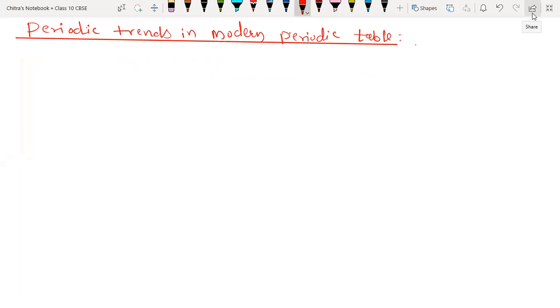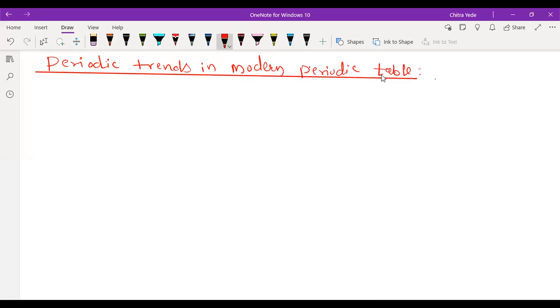Hello everyone. Today we are going to start the periodic trends in the modern periodic table. Periodic trends means what? First, we have to understand that periodic trends means if we move from left to right in the modern periodic table, or from top to bottom along a group, what changes take place in properties like atomic size, atomic radius, electronegativity, metallic character, and non-metallic character.